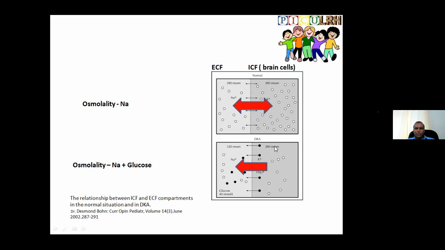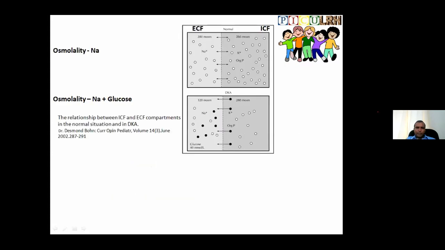That you have to understand. Because fluid is shifting from here to here, the 280 is going up, 320 is going down. It will be somewhere, so there will be another equilibrium with a higher than 280 osmolarity. So this is the same thing that I'm discussing.